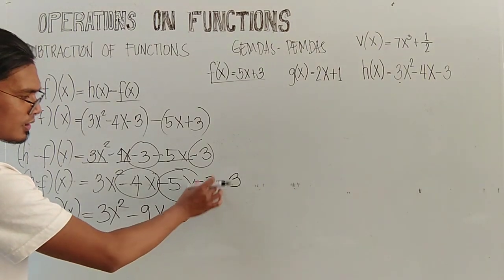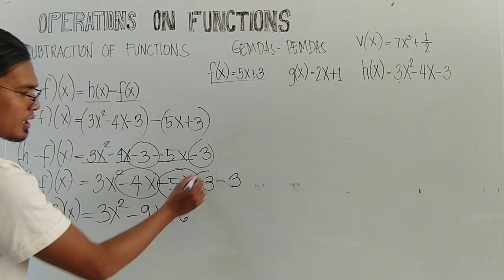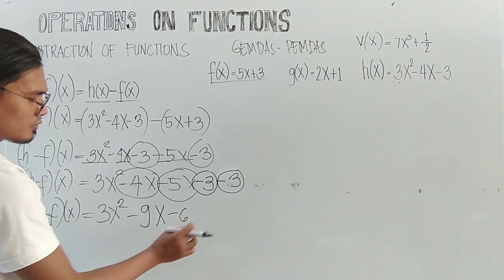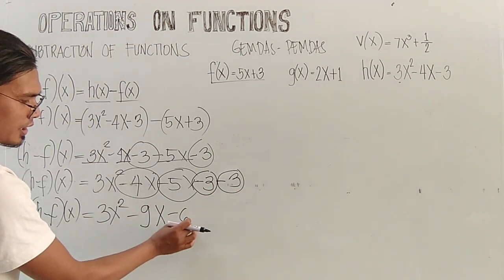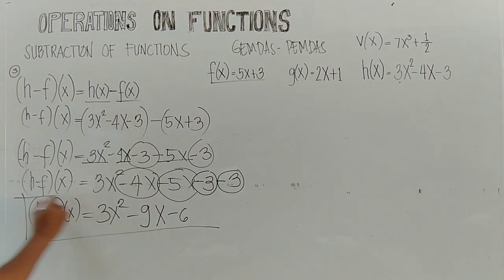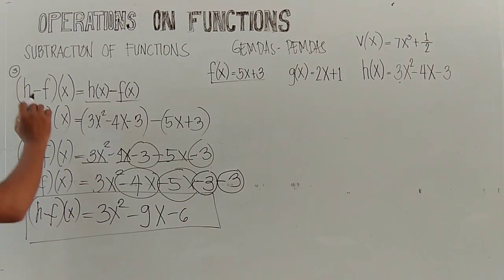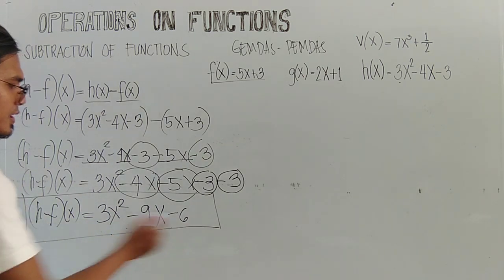or minus 3 and minus 3 is negative 6. Since the signs are the same, we add the two integers. So we have this difference. The h minus f of x, guys, is equal to 3x squared minus 9x minus 6.